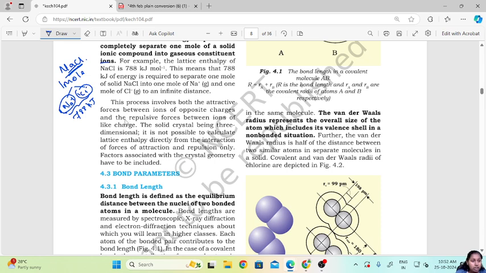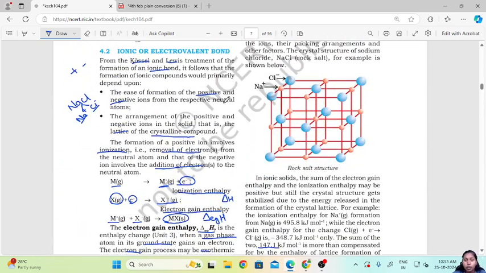Now, in this process, which forces are involved? Two forces are involved: the attractive forces between Na plus and Cl minus, and the repulsive forces between like ions. For example, in this structure I can show you, there is an attractive force between these two components. This is sodium and this is chlorine. So there is an attractive force between these two, and there is a repulsive force between these two.